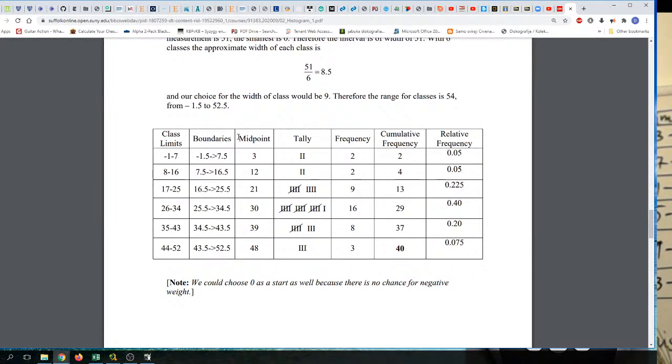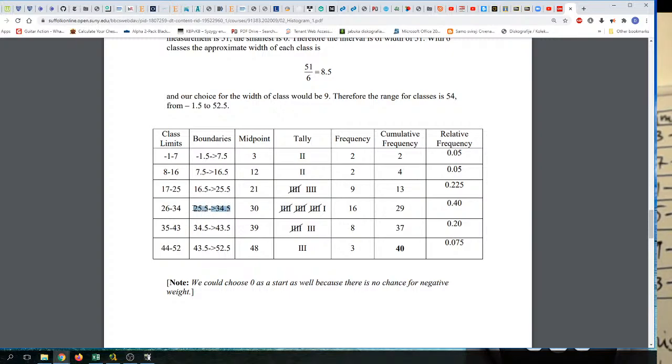So here is my story. I have the boundaries, negative 1.5, 9 more. Add 9 to negative 1.5. Use a calculator if you can't do it yourself. 7.5. Then 9 more, 16.5. 9 more, 25.5. So the boundary goes from 16.5 to 25.5.